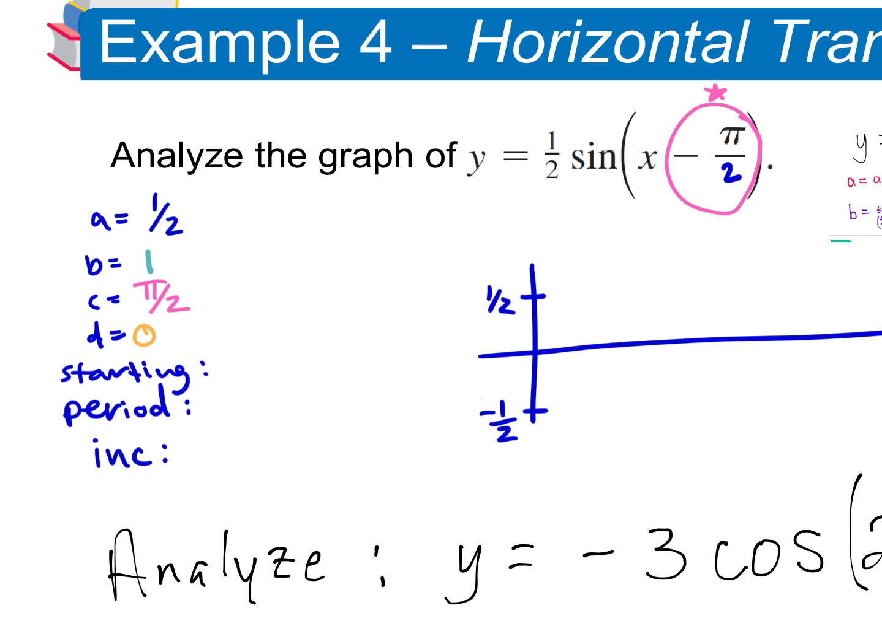So let's start with the starting point. What's the formula we use for our starting point? C over B. So our C would be pi over 2 over B, which is 1. So that would just be pi over 2. So our graph gets shifted, so it's going to start at pi over 2.